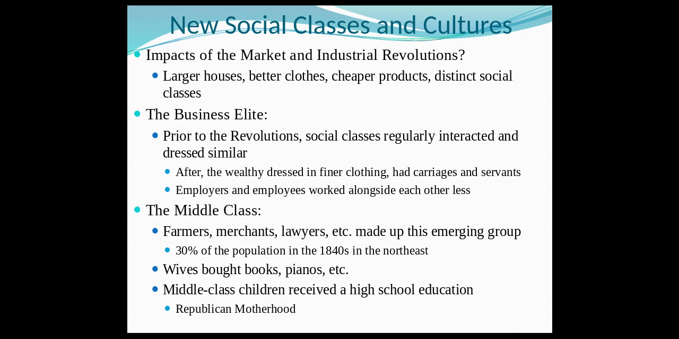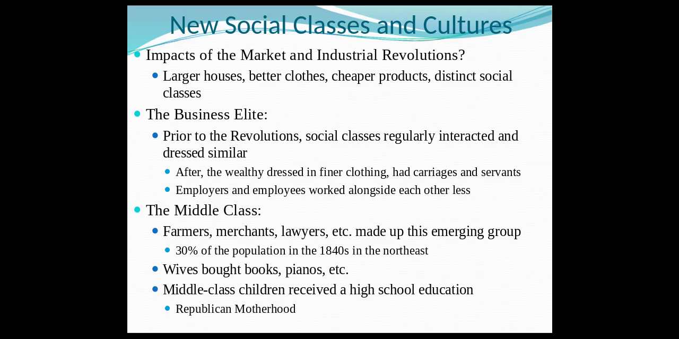Prior to the revolution, social classes regularly interacted and even dressed similarly. That's kind of unique about America as well, that the rich people could be seen talking on a daily basis with farmers or working class people. But the Industrial Revolution kind of starts giving us more rigid class lines. After these revolutions, like the Second Industrial Revolution, market revolution, the wealthy dressed in finer clothing. They had carriages and servants that put them apart from other people. And employers and employees worked alongside each other far less. You rarely saw that happen anymore.